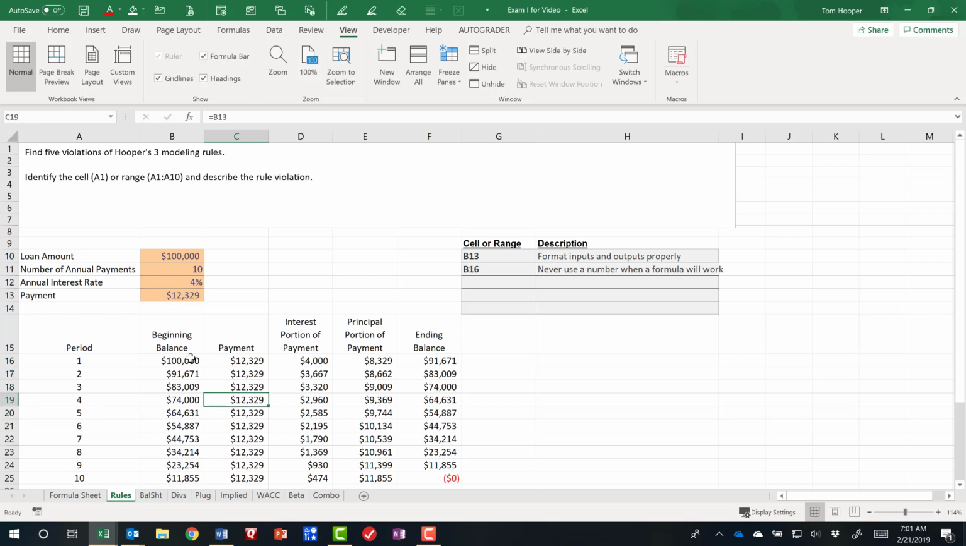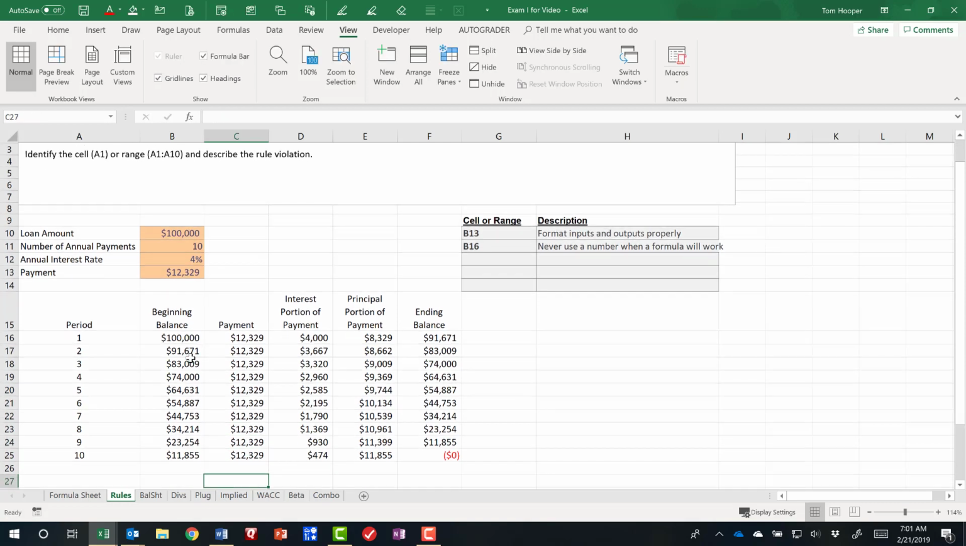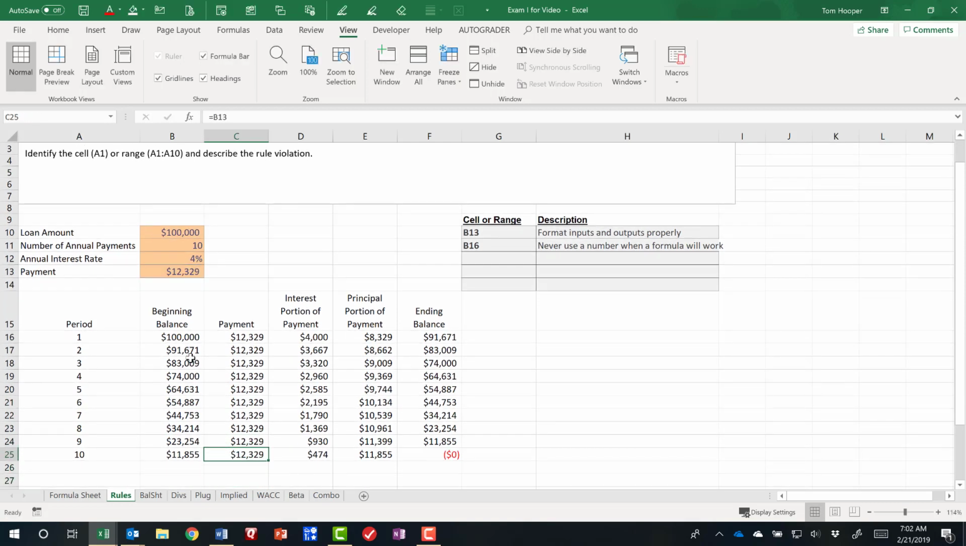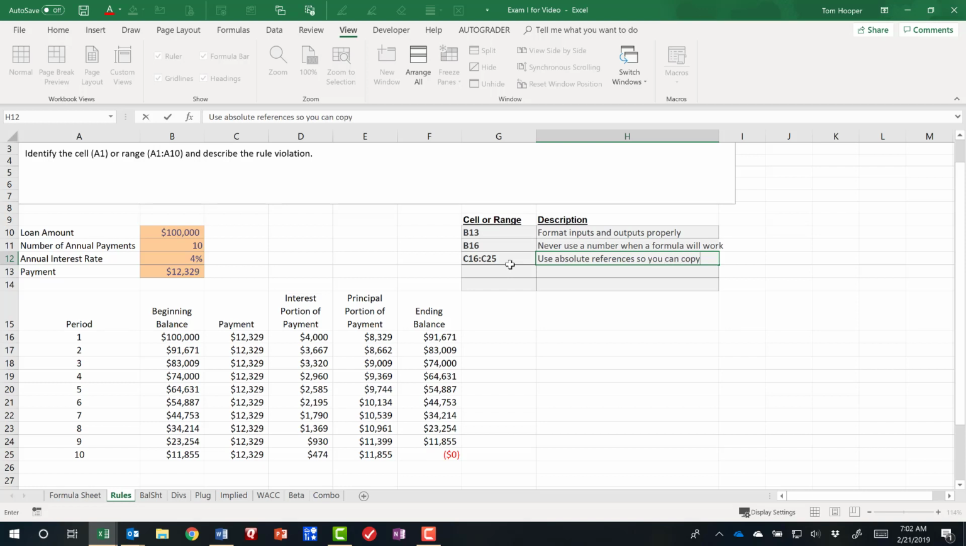But it looks like somebody came in here and referred every single one of these cells to B13. If they wanted to extend that a couple of years, they could not copy that down because there are no dollar signs. So that would be, where would that be? C16 through C25. You don't have to type as much as I am. And if your coffee hasn't kicked in, then it'll probably be slow to type.